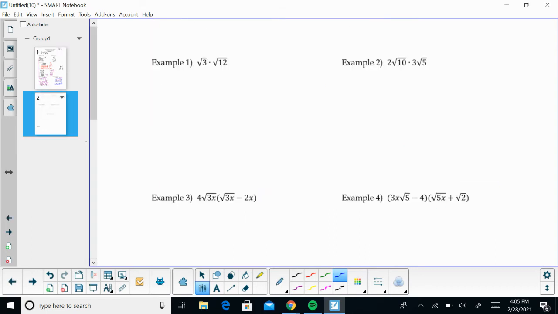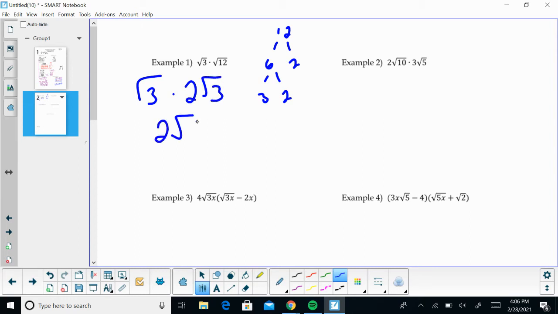Flipping to the back, let's look at the square root of 3 times the square root of 12. I bet we could simplify 12 down. So doing a factor tree real fast, I've got 6 and 2, 3 and 2. So this leaves me with the square root of 3 times 2 root 3, which when I multiply that, I've got 2 root 9. And what's the square root of 9? That's 3, so 2 times 3 would finish off with 6 as my final answer.